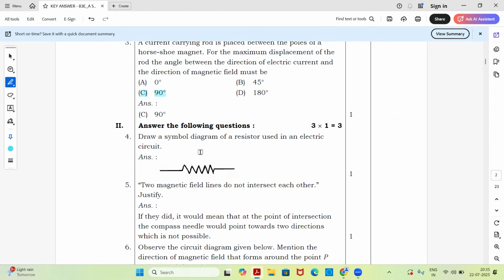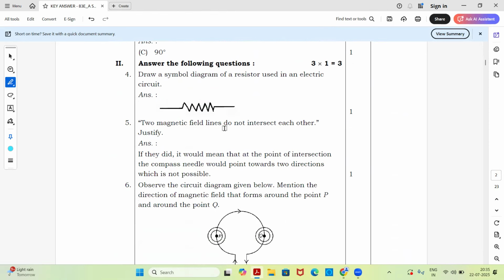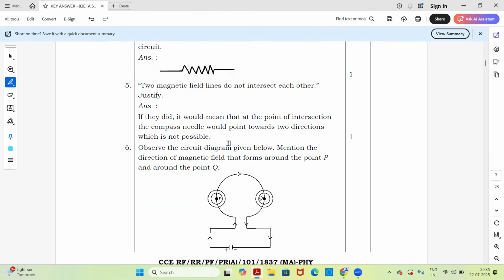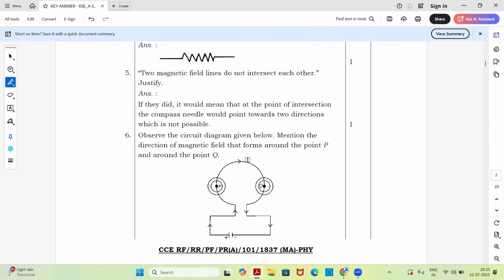Moving to the second main, answer the following questions, 1 mark each. Draw the symbol diagram of a resistor used in an electric circuit. So you can see the diagram here. Next, two magnetic field lines do not intersect each other. Justify. Okay, so this is the question. The answer is here. You can pause the video and look for the answer here.